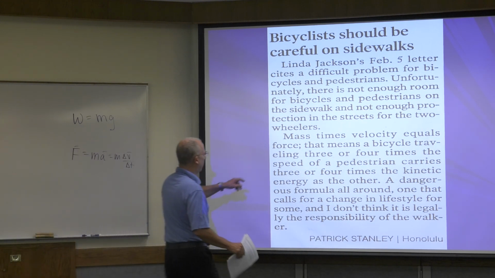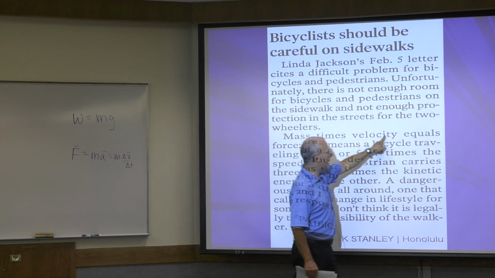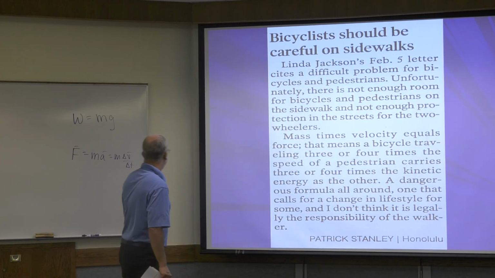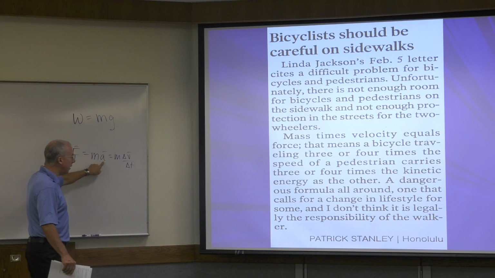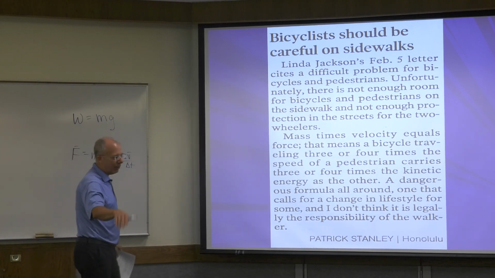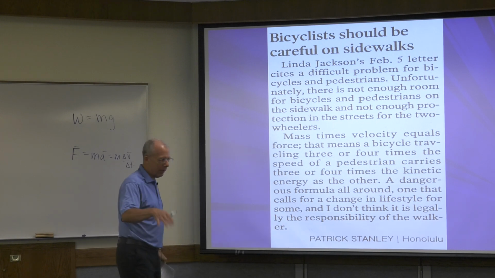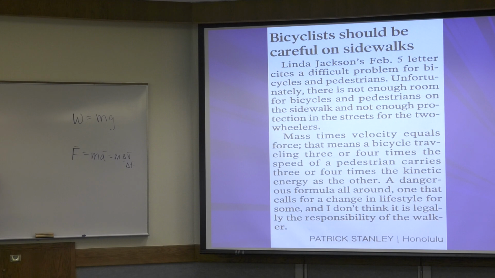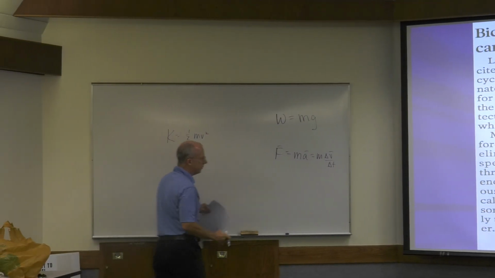Well, look, mass times velocity equals force. Totally wrong, right? Force is mass times acceleration. Okay, so that's one thing that's wrong. There's actually another thing that's wrong that we're not going to learn about for a while, but I'm going to show you anyway. So later on, we're going to learn kinetic energy equals 1/2 mass times velocity squared.